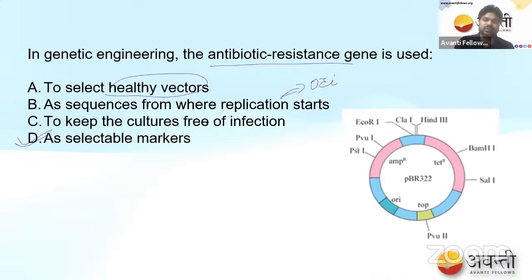Okay, so moving toward the next. Here you can see ampicillin and tetracycline are the selectable marker sites.